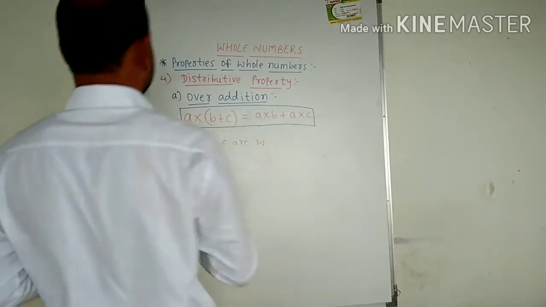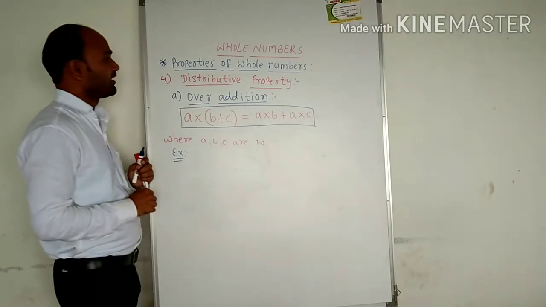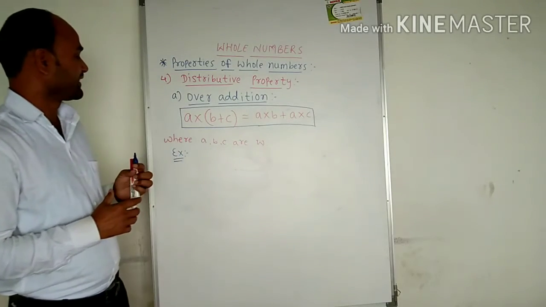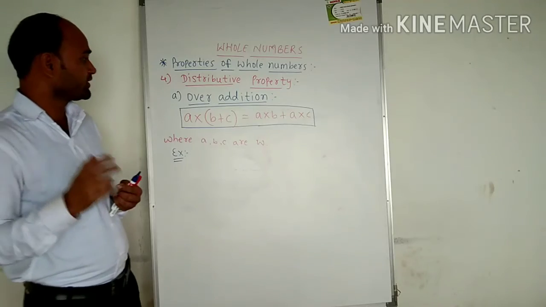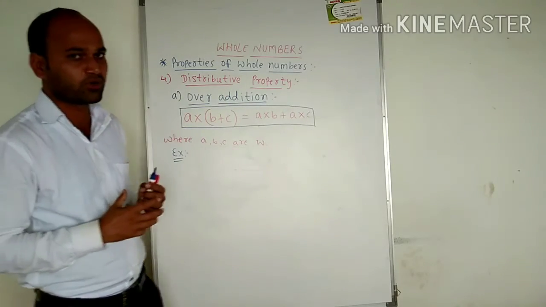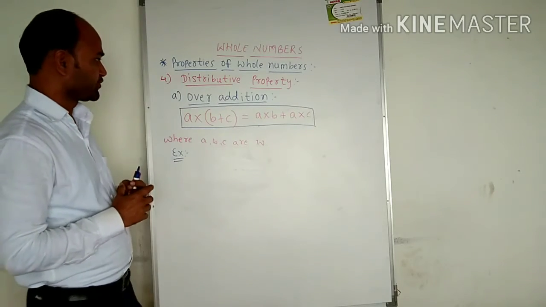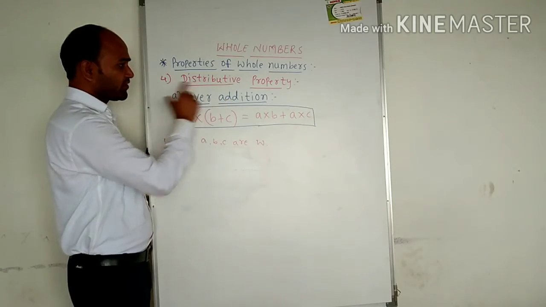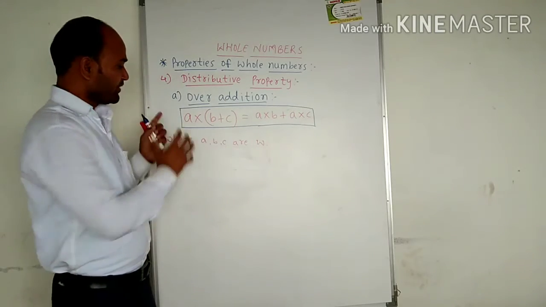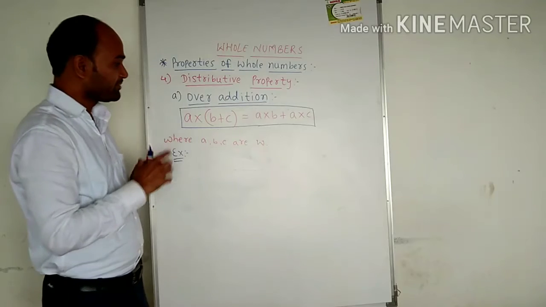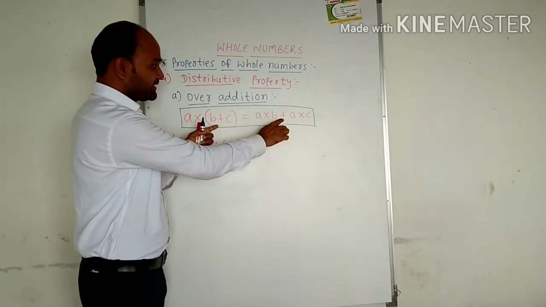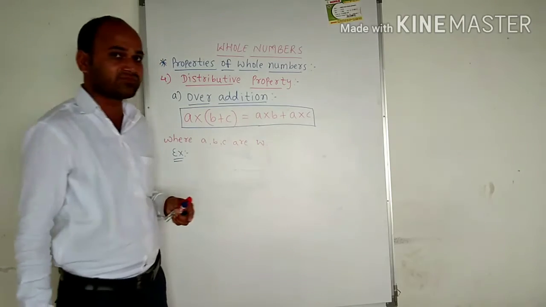The next we can see here is the distributive property over addition. We can see two things: the distributive property over addition and the other one, the distributive property over subtraction. The first one, distributive property over addition: A is multiplied to the bracket B plus C. Firstly you multiply A with B, then the plus sign, then A is again multiplied with C.